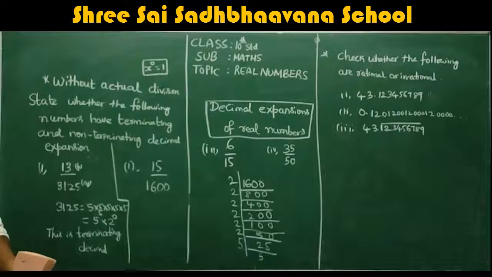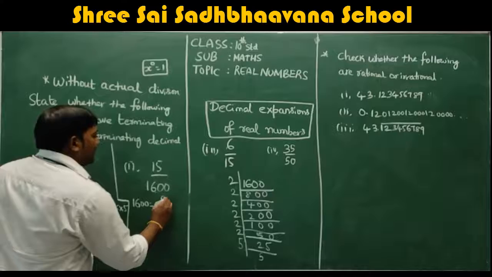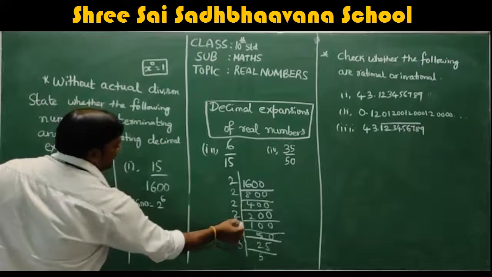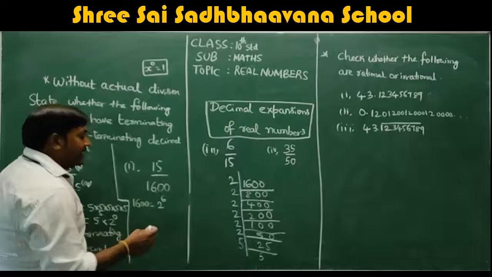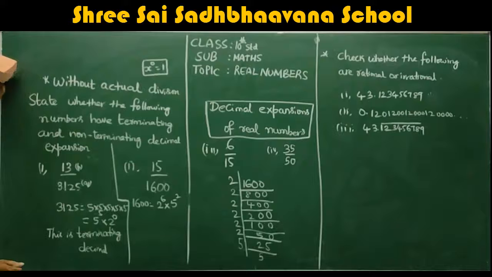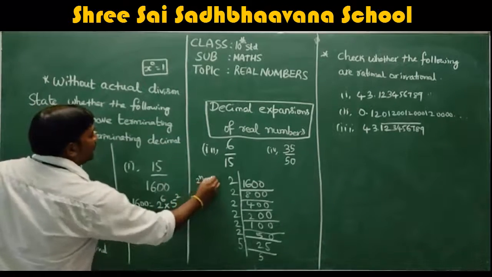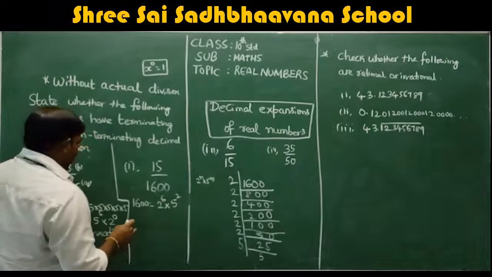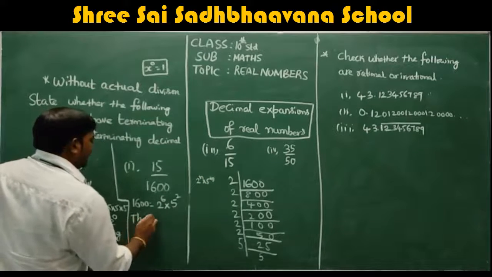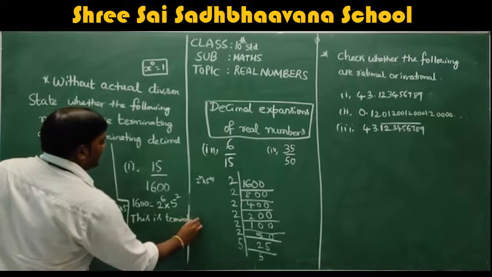You cannot divide further. So 1600 can be written as 2 power 6. How many are there? 1, 2, 3, 4, 5, 6. Correct? So 2 power 6 into how many 5s are there? 2 fives are there. 5 into 5, which is 5 square. So you are able to write 1600 as 2 power 6 into 5 square. It means you are able to write it in the form of 2 power n into 5 power m. Correct? So that is the reason we can say this is also a terminating decimal.